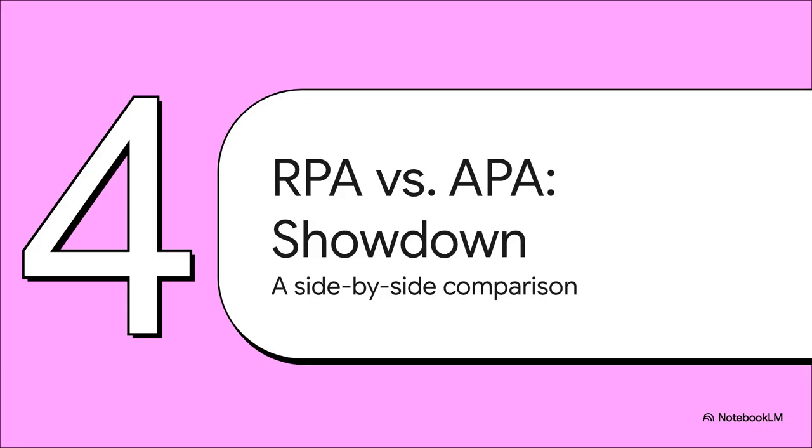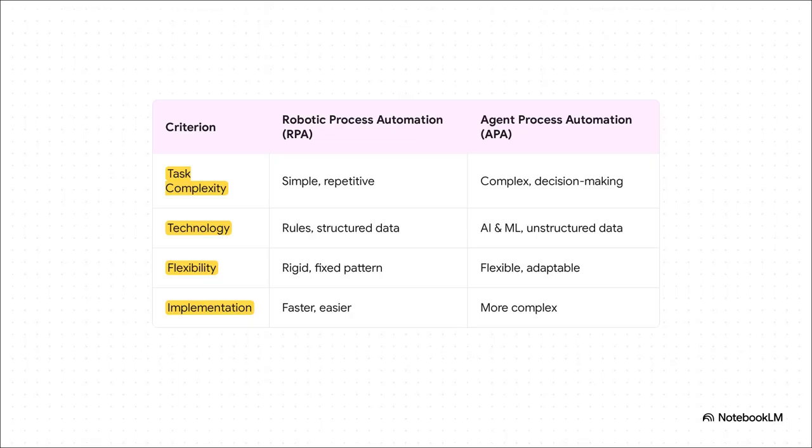Okay, so we've met the players. Now it's time for the main event, the showdown. Let's put RPA and APA right next to each other to make their differences crystal clear. When you lay it all out like this, it becomes pretty obvious. For simple, repetitive tasks using clean, structured data, RPA is your champion. It's rigid, it's reliable, and it's a lot faster to get up and running. But the second a task gets complex or involves messy, unpredictable data, you need APA's flexibility. It uses AI, which is a more involved setup, but it's just so much more powerful.